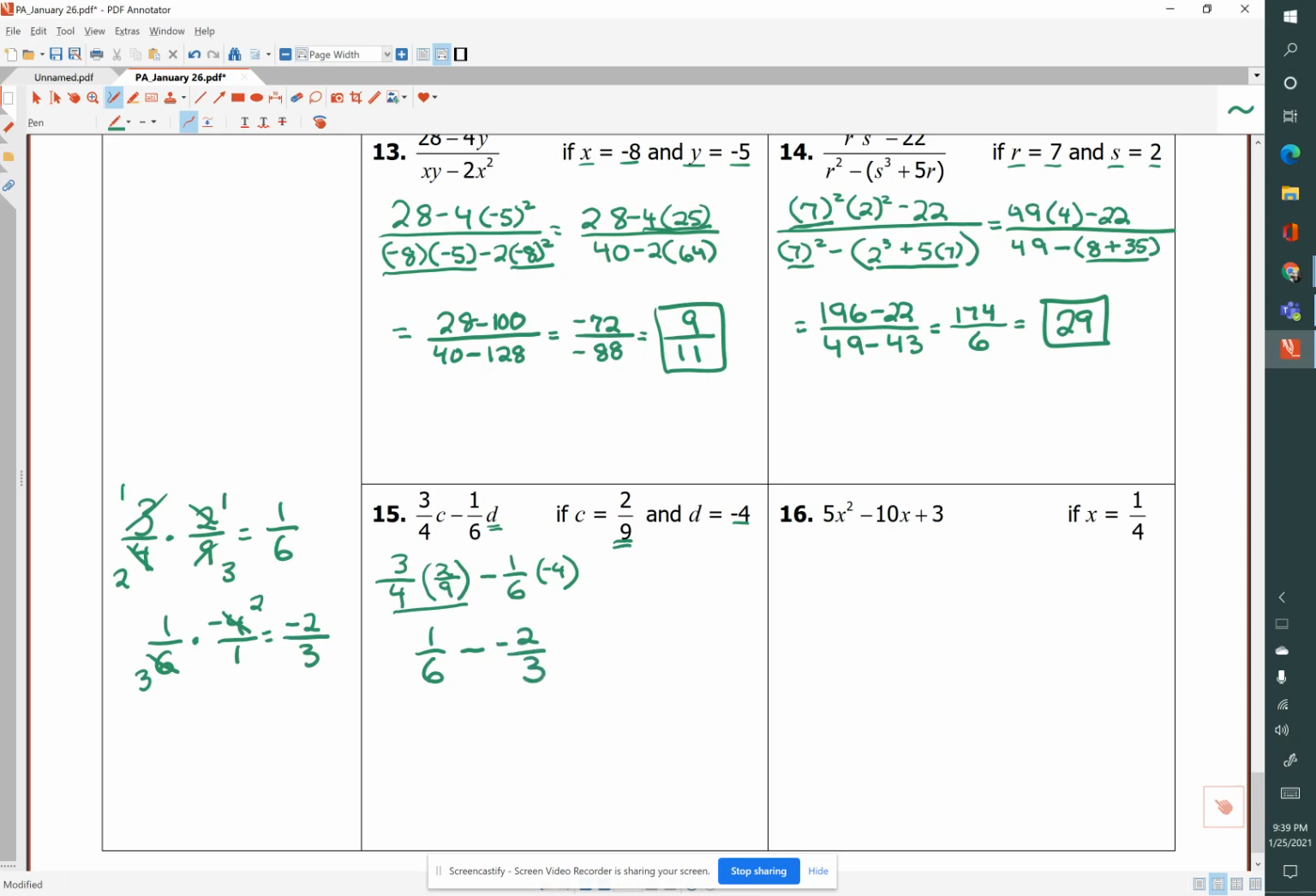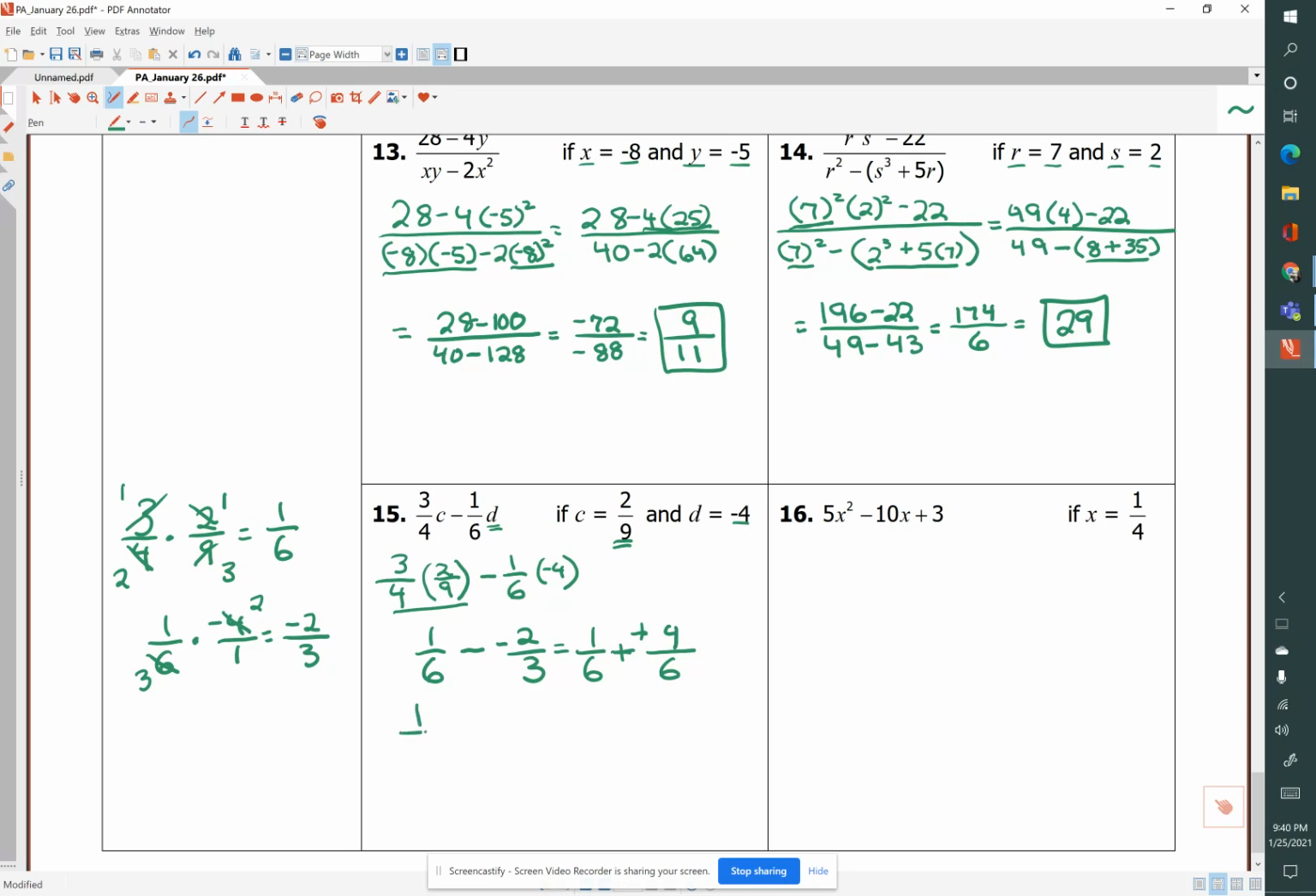-2/3. And I have a feeling I'm going to wish I left that in 6ths. So let's convert that right now. That will be 1/6 minus, and if I make the denominator 6, 3 times 2 is 6, 2 times 2 is 4. So minus 4/6. Now, the next thing is when we subtract a negative, it's the same as adding a positive. So we make those positive.